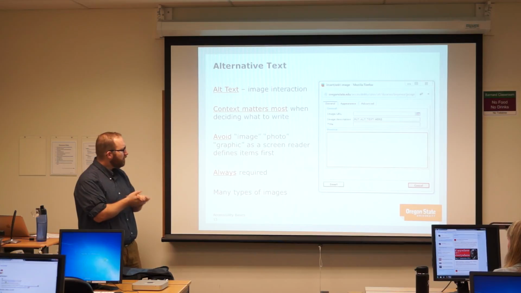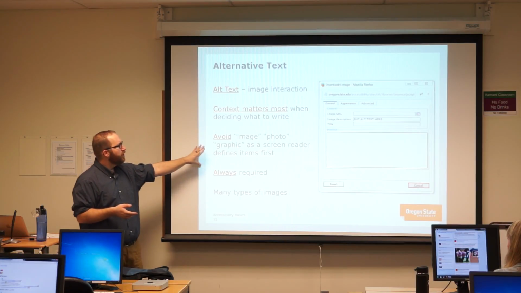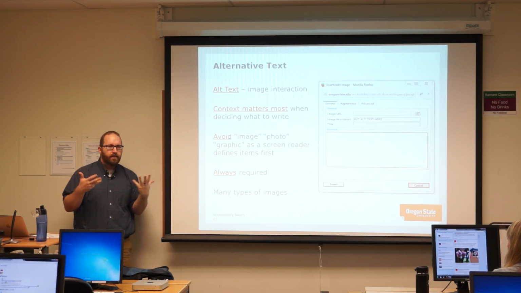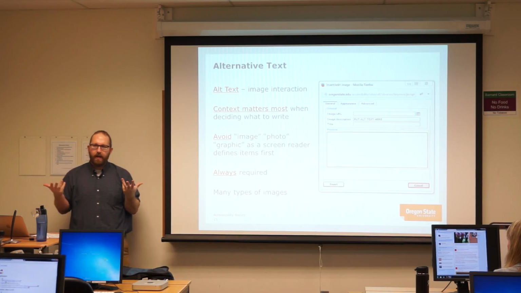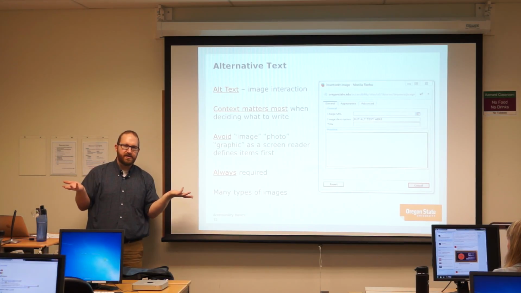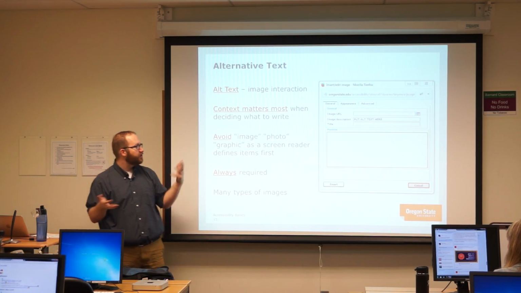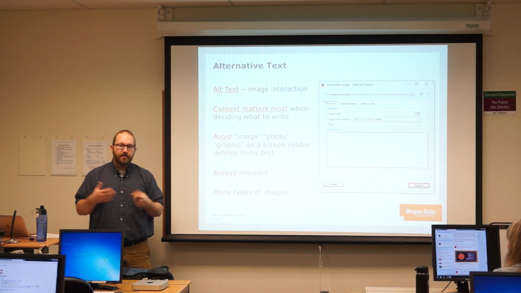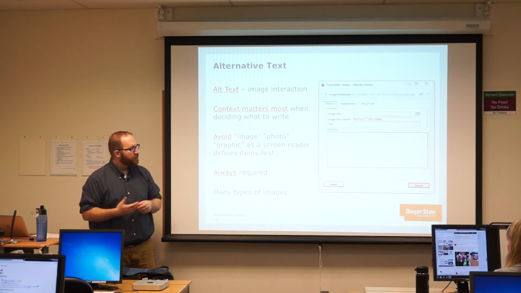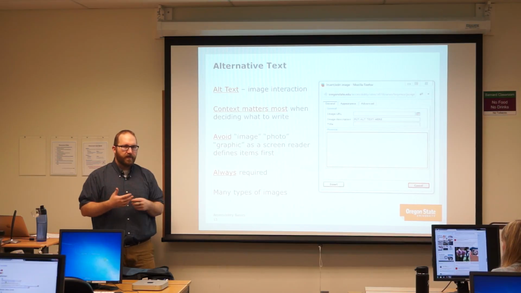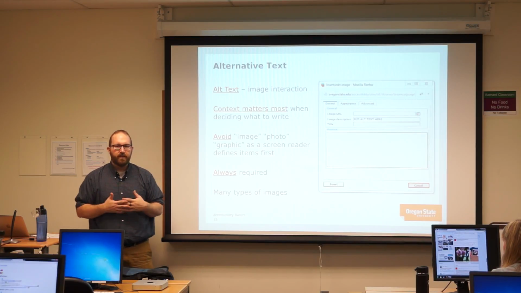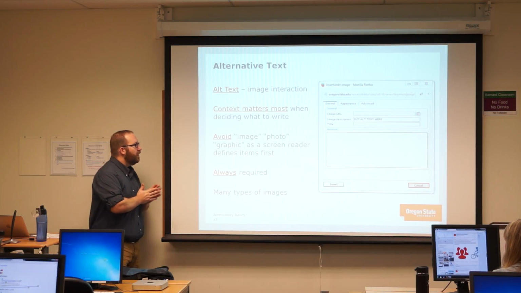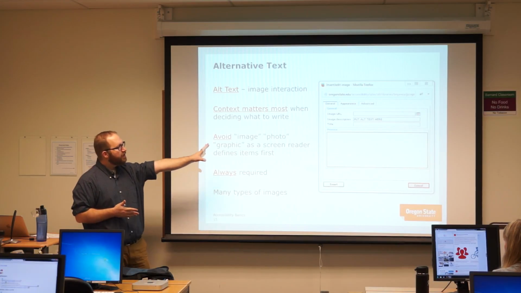As I said earlier, you always want to avoid using a word like photo or graphic or describe what it is, because the screen reader is going to say that. If you provided an image description that said something like image of a camera, the screen reader would say photo image of the camera, and that's redundant information. It's not necessary. You always have to use an image description.